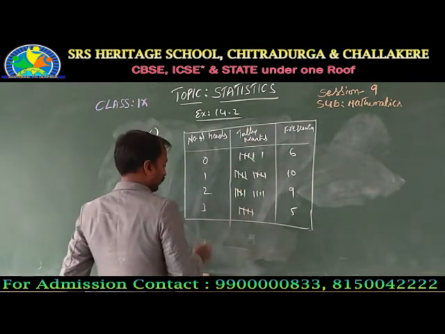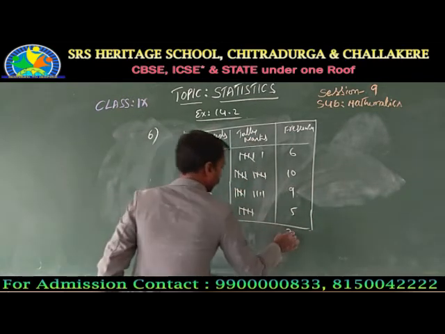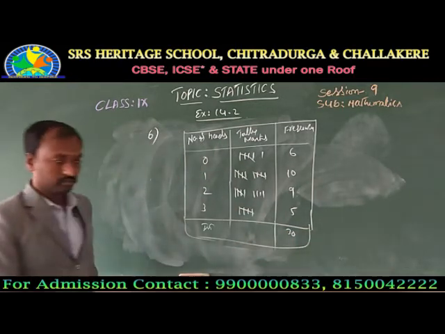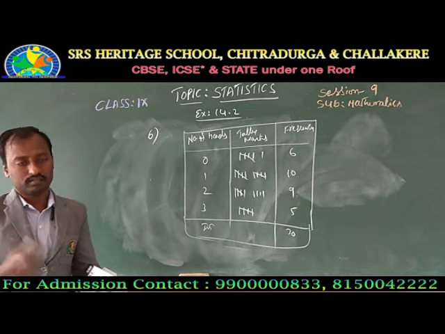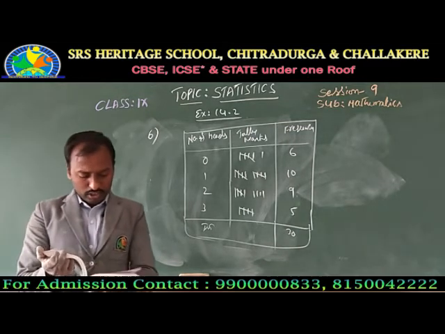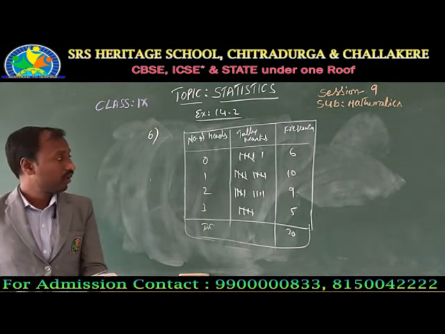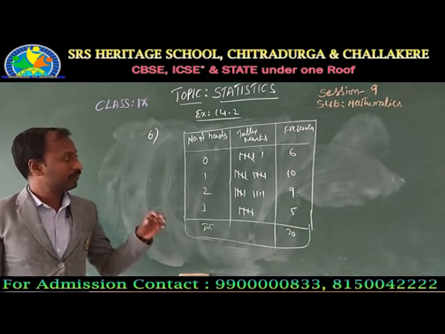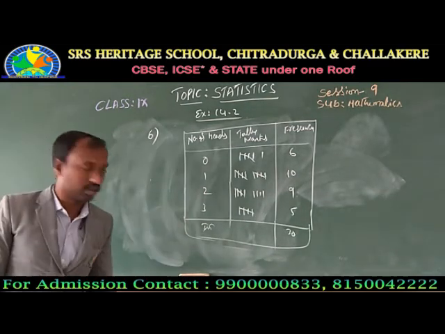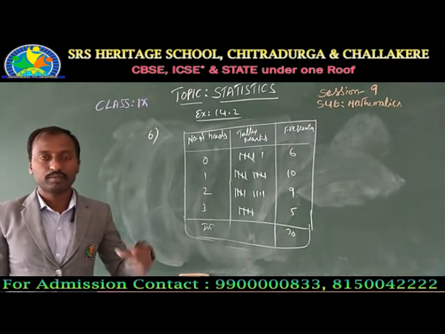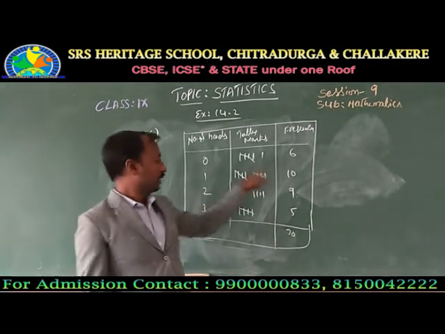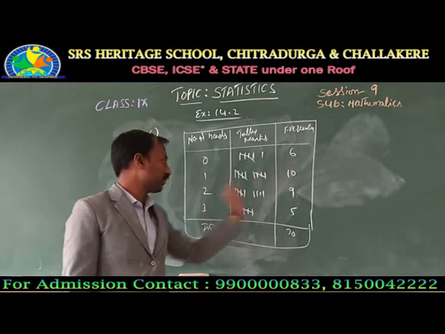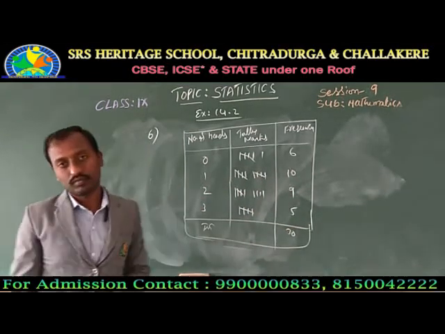So, if you go for this one, the total becomes 30. They are just asking how to make a frequency distribution table for the given data. Or else, how many times will be the maximum repeated? Maximum times, 1 head, is 10 times. The least number of times is 5 times.